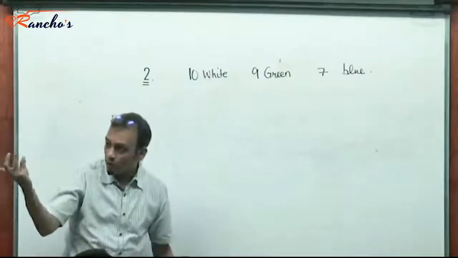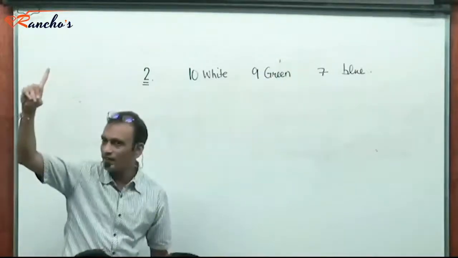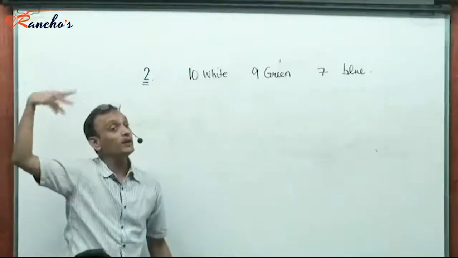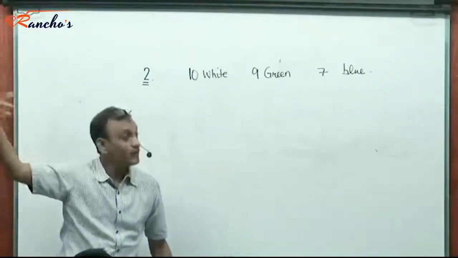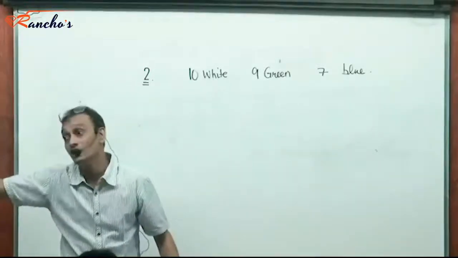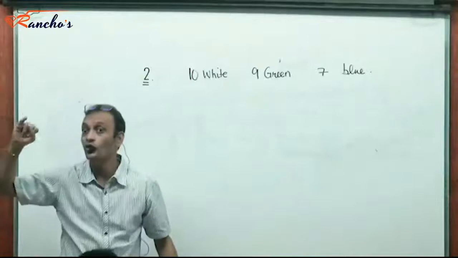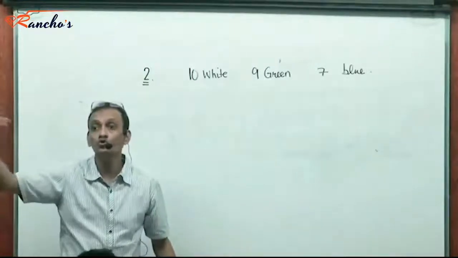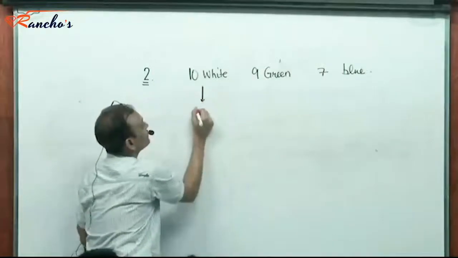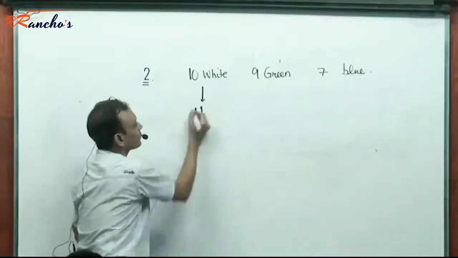Not selecting a white ball, that's one way. Selecting 1 white ball, yet another. 2 white balls, a third way. 3 white balls, a fourth way. 10 white balls, an 11th way. So 11 ways of dealing with the white balls. Selecting 0 or 1 or 2 or 3 or 10. Right? 11 ways of dealing with the white balls.